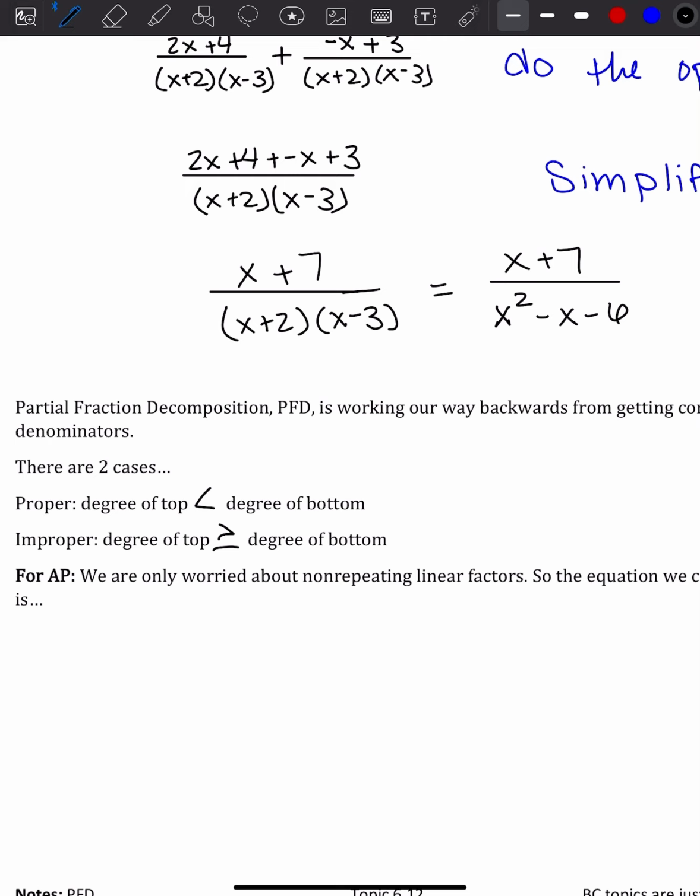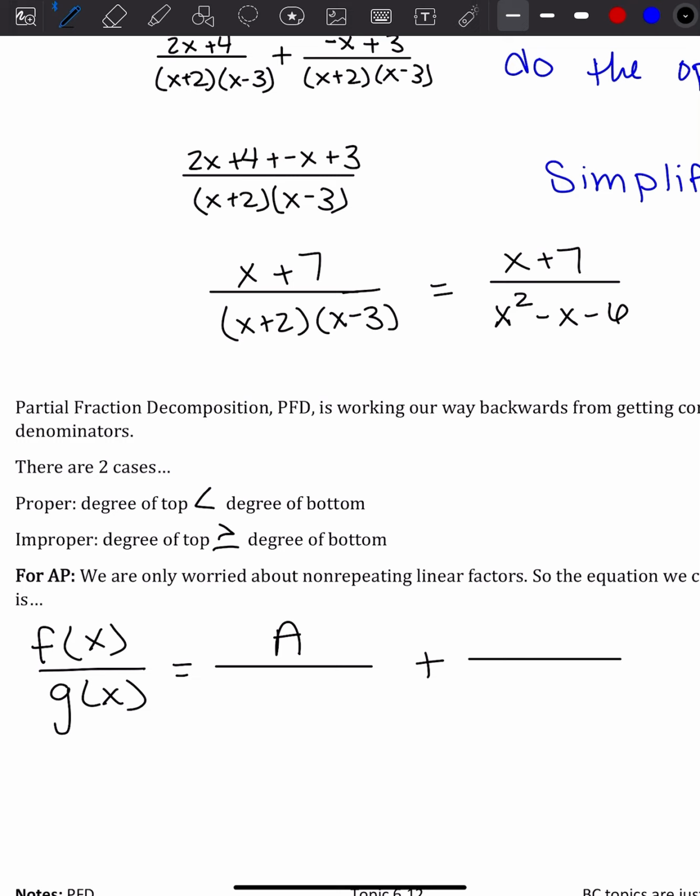Okay. So the thing that we need to know is that partial fraction decomposition consists of two expressions being divided by each other. So we have f of x divided by g of x. F of x divided by g of x is equal to these other two fractions that we're going to be adding together.